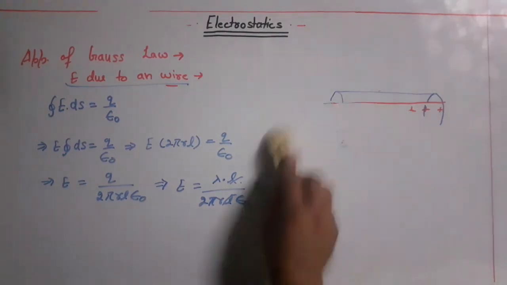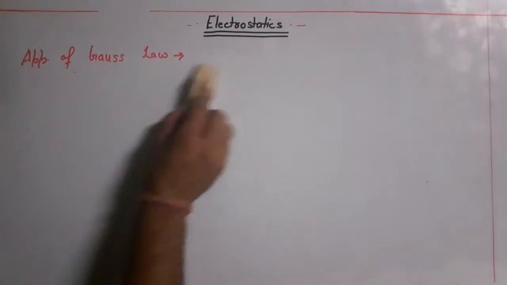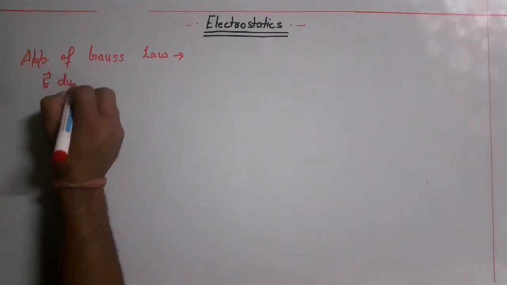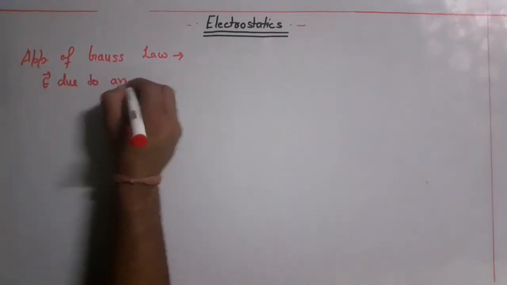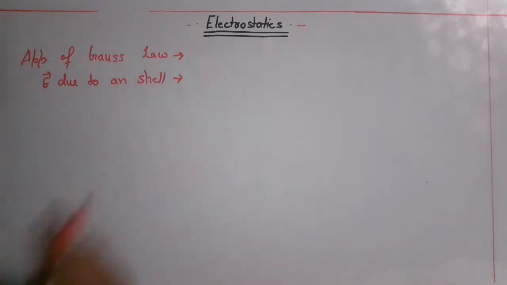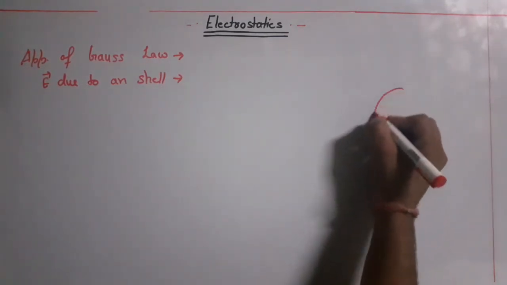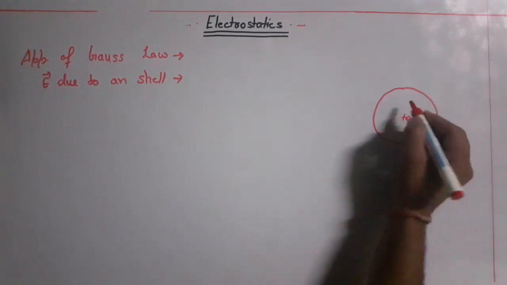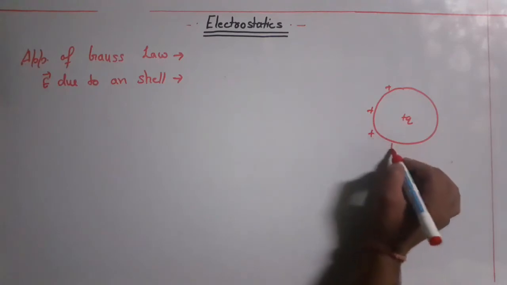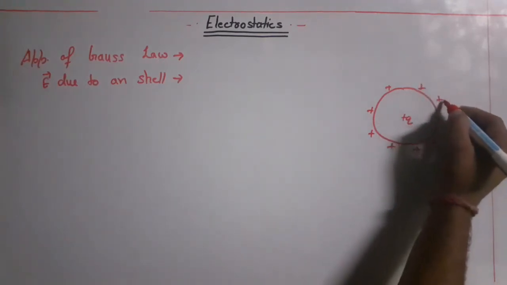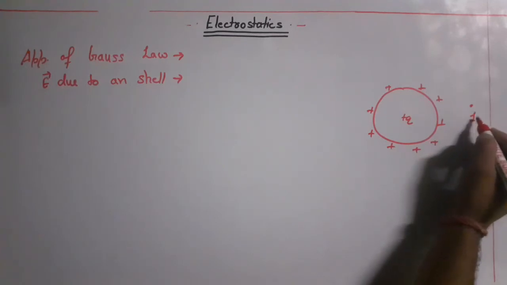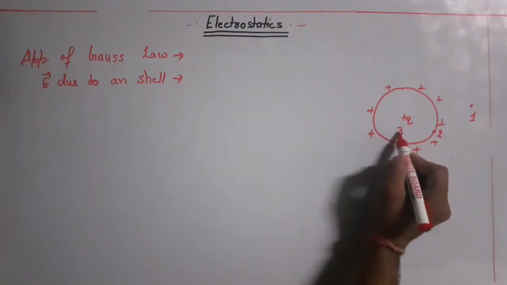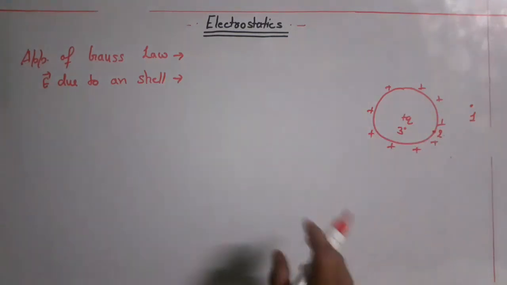Now let's discuss our second application. The second application is the electric field due to a spherical shell. Let's assume here we have a spherical shell, and this shell contains a plus q charge which gets distributed on its outer surface. Now we have three cases. One is outside the shell, second is on the surface of the shell, and third is inside this cavity or inside this shell.